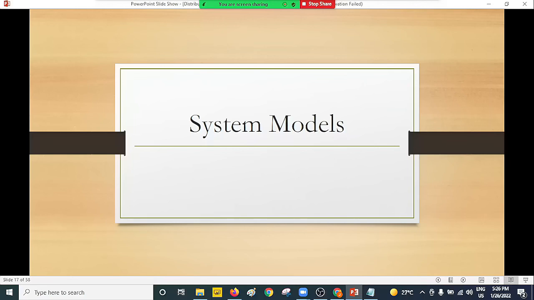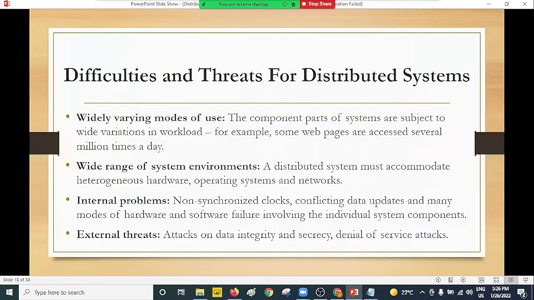We could have a server not responding. So how then do we design an appropriate distributed system component? We need to understand the various models. The motivation, or the reason behind coming up with these particular models, is the difficulties and threats that a particular distributed system can encounter.